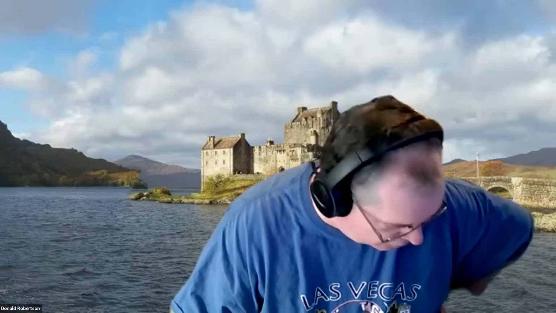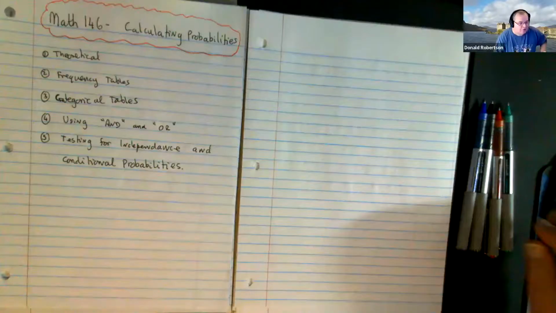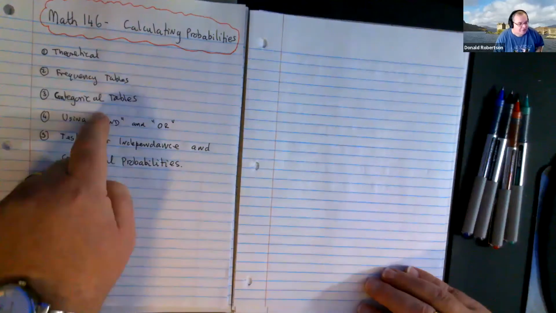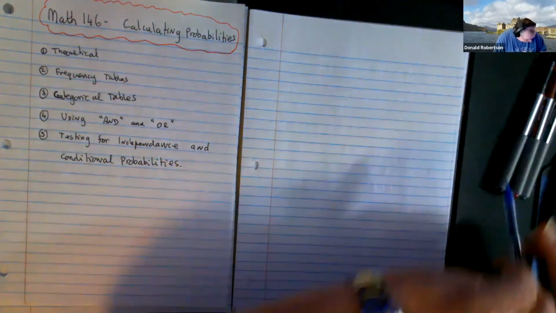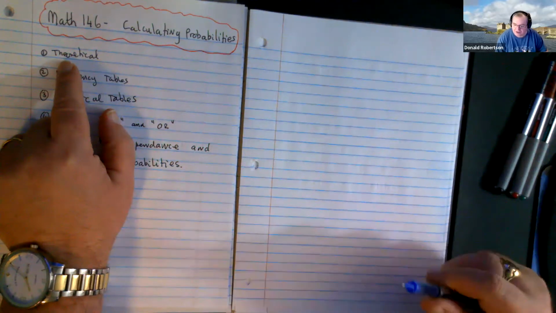Got a list of things that we're going to be covering. They're not really as individual as they sound because they kind of all blend together. But the main theme is that we're going to calculate probabilities. The ones I'm calling theoretical are the ones to do with rolling dice and getting cards, and we'll do a few of those again. Going to do frequency tables, which is, you know, somebody's collected an experiment and you've got frequencies and you're going to use them to calculate probabilities.